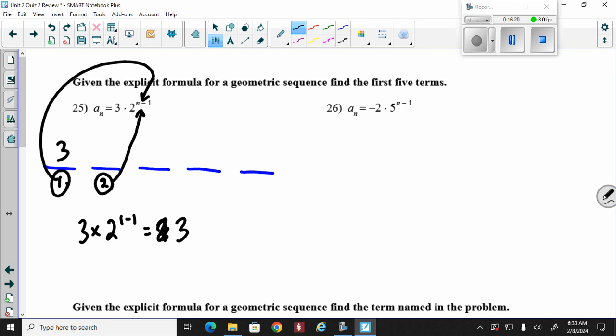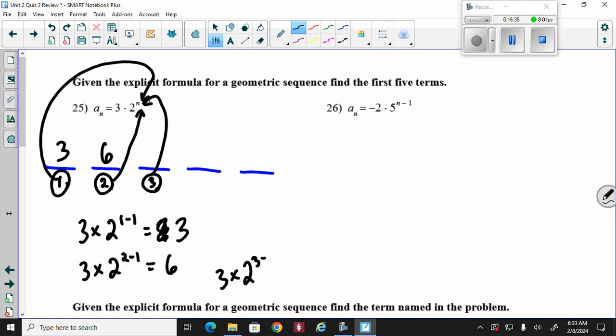So I'm looking for the second term, and that would be 3 times 2 to the 2 minus 1 power, and that ends up being 6. And then, of course, if you want to do it one more time, plug in 3 for n. So 3 times 2 to the 3 minus 1 power, which gives you 12. So at this point, you should already know what you're doing. I'm multiplying by 2 every single time: 24 and then 48.